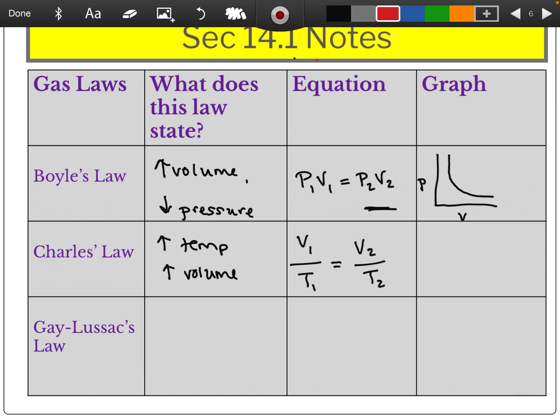And then I'm going to have you add a little note. Temperature must be in Kelvin. So the temperature must be in the Kelvin scale when you do this calculation. And then since temperature goes up and volume goes up, it's going to be a direct relationship. So here is temperature and volume, and the graph will look something like this.